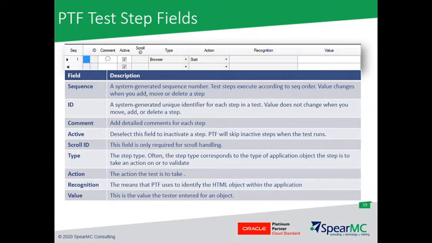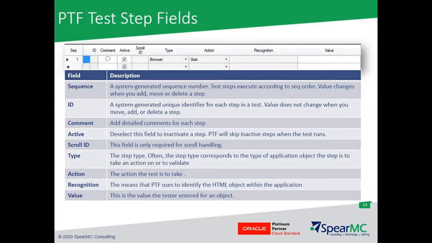Next, you have action, which is the action the test is to take. Each step type has a set of associated actions. The 2 most common actions used with a text step type, for example, are set and verify. Next, you have recognition, which is the means that PTF uses to identify the HTML object within the application. Often, this is the HTML ID property.